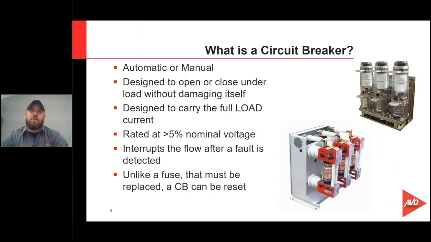So, like I said, we're going to start out with what the true meaning of a circuit breaker is. A lot of times the vacuum bottle is referenced directly to a circuit breaker, so we'll talk about it first. So what is a circuit breaker anyways? Well, first of all, it's either automatic or manual. Basically what it does is it does what it's told. It opens and it closes either automatically or manually.